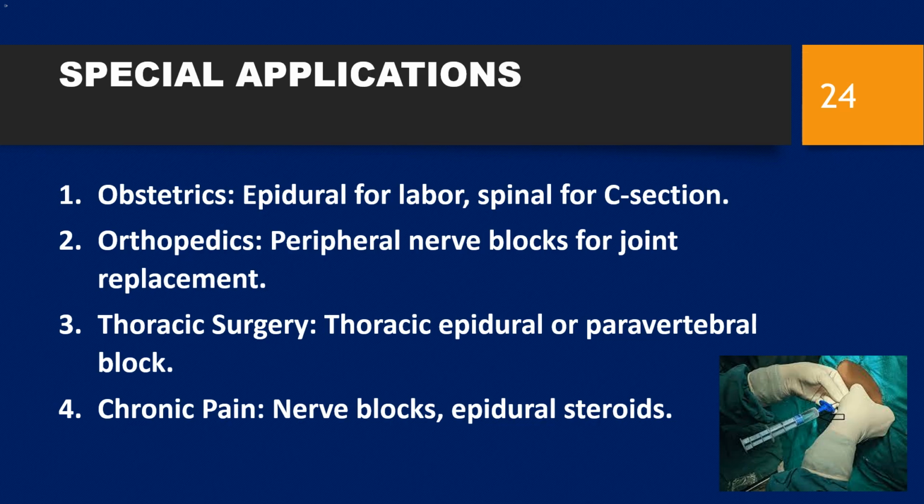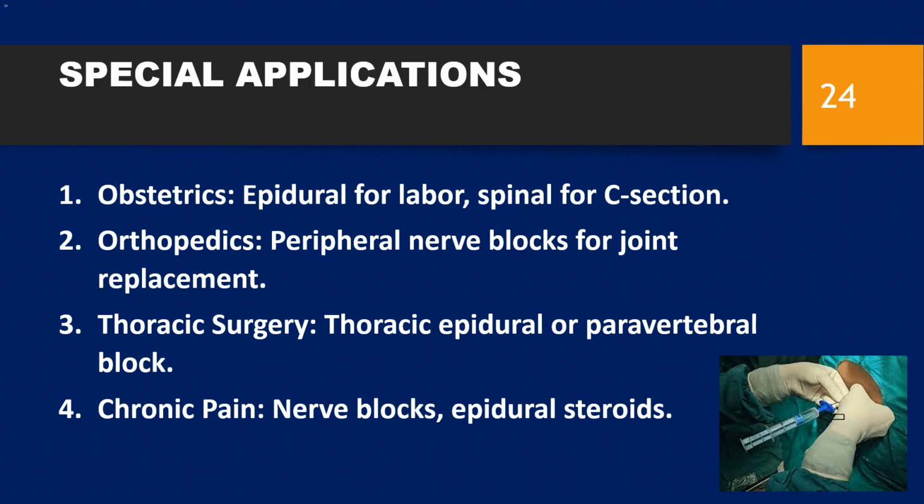Special applications of regional anesthesia. 1. Obstetrics. Epidural for labor. Provides effective pain relief during childbirth, allowing mothers to stay awake and participate in the delivery process. Spinal for C-section. Offers rapid onset of anesthesia for cesarean sections, ensuring a pain-free experience for the mother. 2. Orthopedics. Peripheral nerve blocks for joint replacement. Enables effective pain management for orthopedic surgeries, reducing opioid requirements and promoting faster recovery.